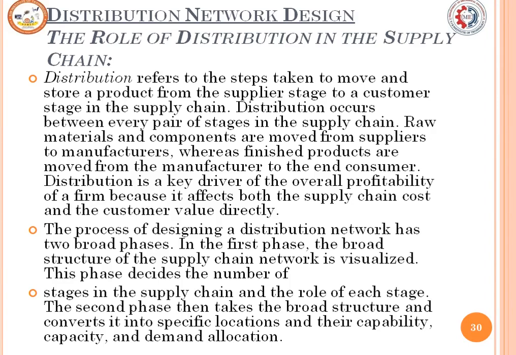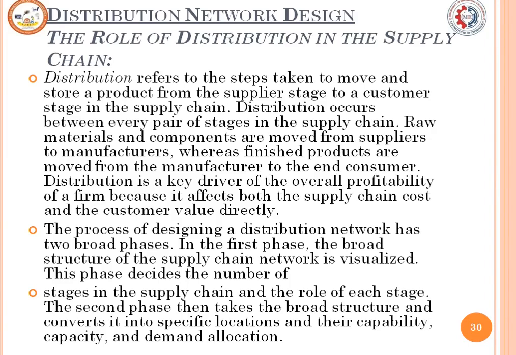Distribution refers to the steps taken to move and store a product from the supplier stage to the consumer stage in the supply chain. Distribution occurs between every pair of stages in the supply chain. Raw materials and components are moved from the suppliers to the manufacturer, whereas finished products are moved from the manufacturer to the end consumer. Distribution is a key driver of the overall profitability of a firm because it affects both supply chain cost and customer value directly.